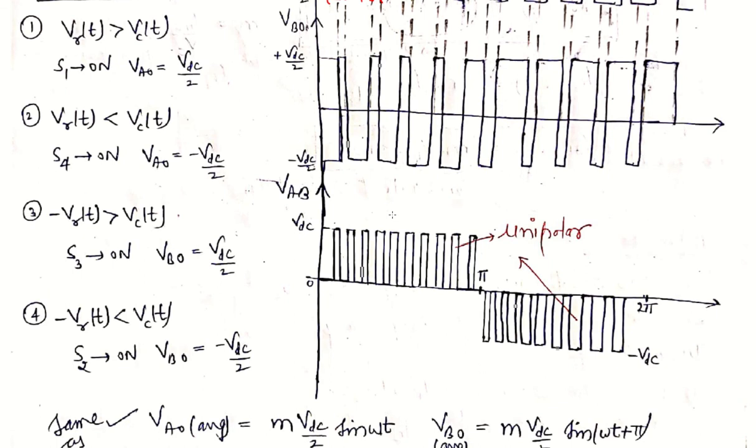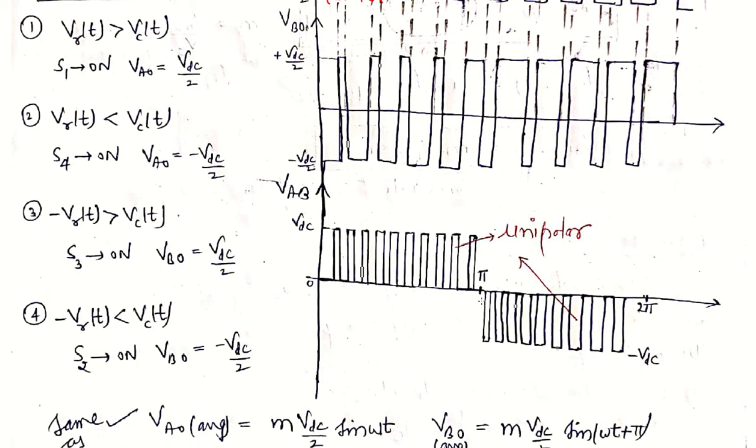And there are four logics applied. First of all, we compare positive VR of t with this VCT, and in the second we compare minus VR of t with this VC of t. So all the switches come into the picture and pulses are generated for the triggering of these switches.